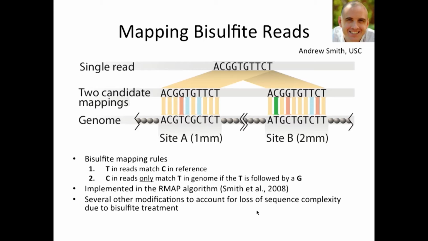mapping. First of all, T's in the reads can match a C in the reference, but only if a T is followed by a G in the reads. And there are several other modifications that he's added to the software in order to combat the problems with reduced sequence complexity and to deal with the ambiguity in mapping that can occur.